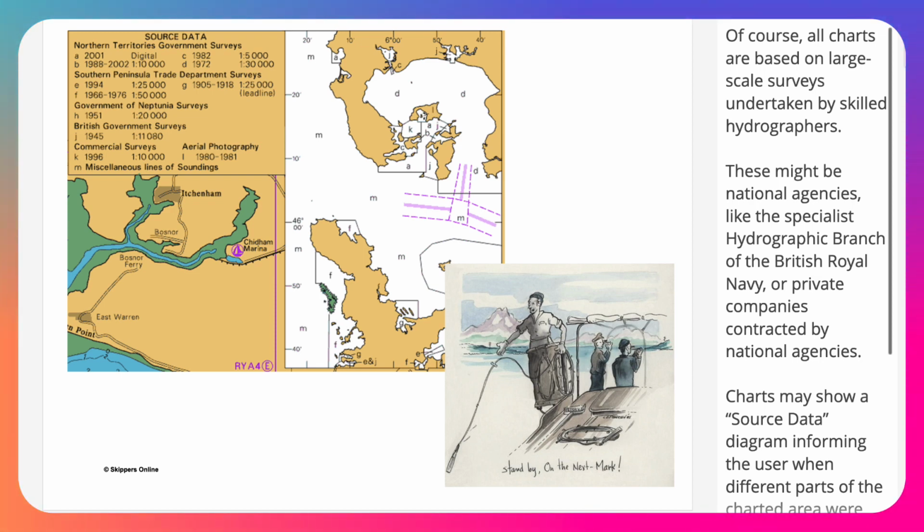Of course, all charts are based on large-scale surveys undertaken by skilled hydrographers. These might be national agencies, like the Specialist Hydrographic Branch of the British Royal Navy, or private companies contracted by national agencies. Charts may show a source data diagram, informing the user when different parts of a charted area were last surveyed. If you carefully study the source diagram in the top right-hand corner of your RYA Chart 3, you'll discover that some areas have not been surveyed for decades, and, in one case, Area G, not for 100 years.